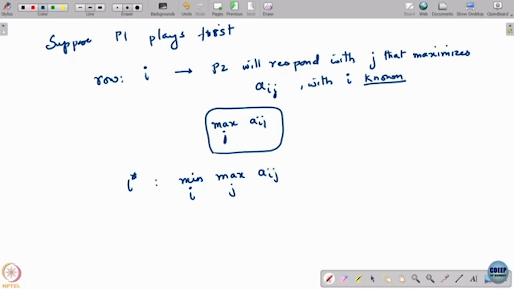So in other words, another interpretation for the security strategy is that it is the strategy that the player would have played if he was playing first. If the row player was playing first, he would have played I star. If the column player was playing first, he would have played his corresponding security strategy J star. Okay.